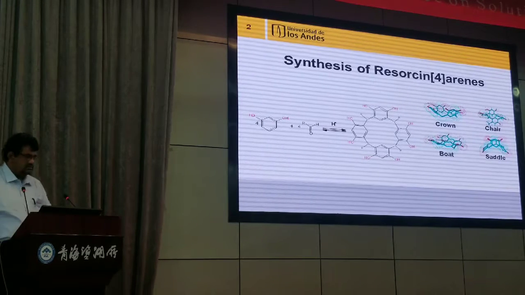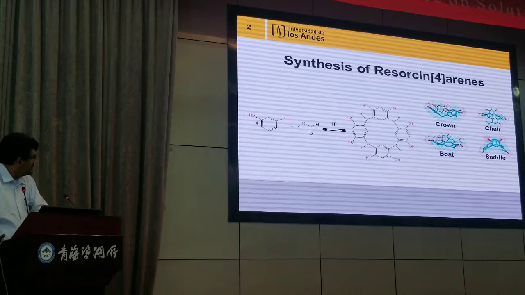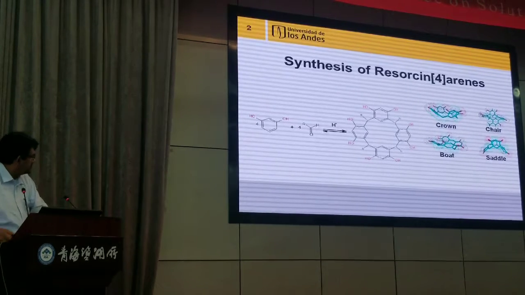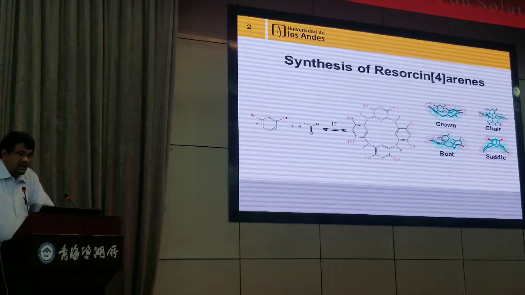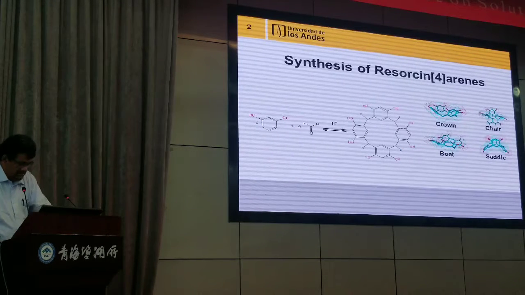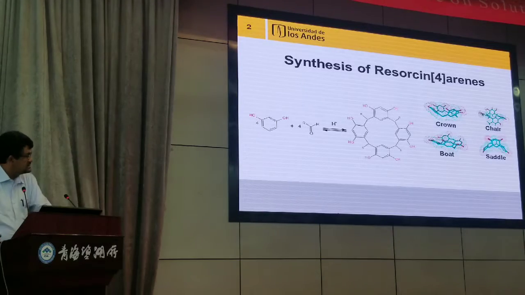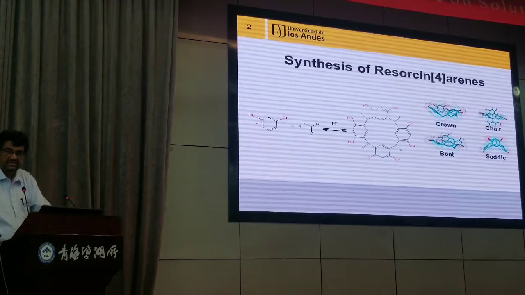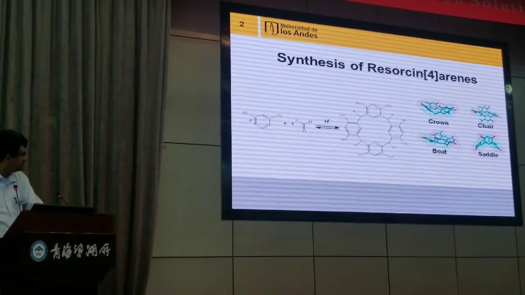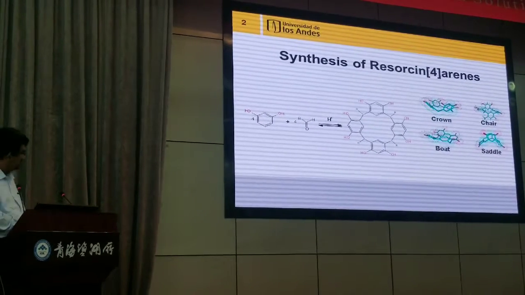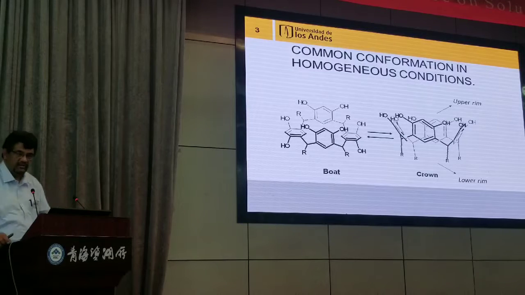One of the more important things to study in this type of compounds is the conformation in solutions. The more common conformations in solutions are crown, chair, boat, and saddle. In our case, we always work with crown and boat conformation. This depends on the synthesis method. The more important is if we work in homogeneous conditions, that means we don't permit the product to precipitate during the synthesis process, we obtain this conformation, boat and crown, and sometimes they are in equilibrium.